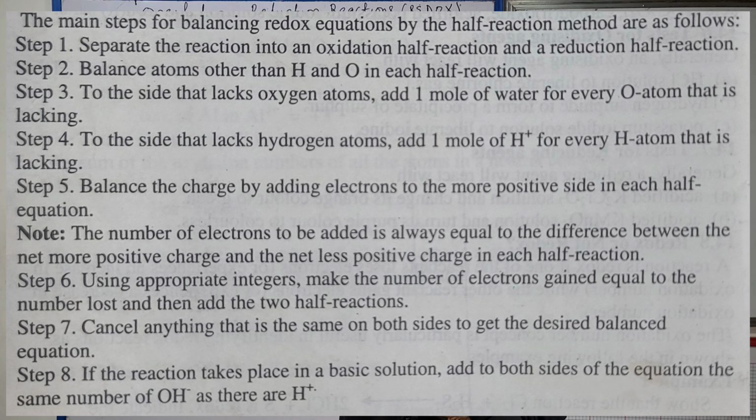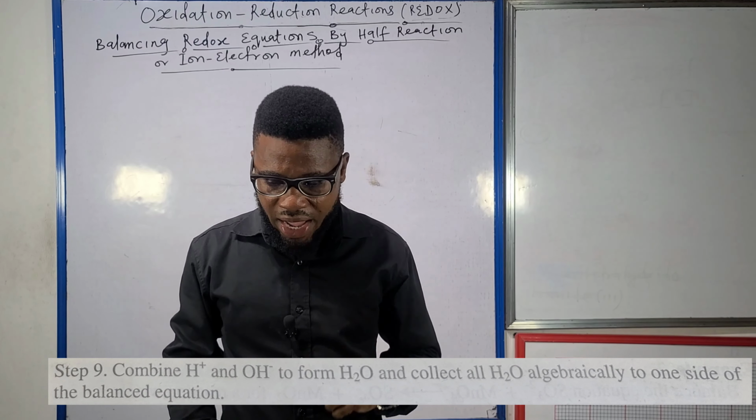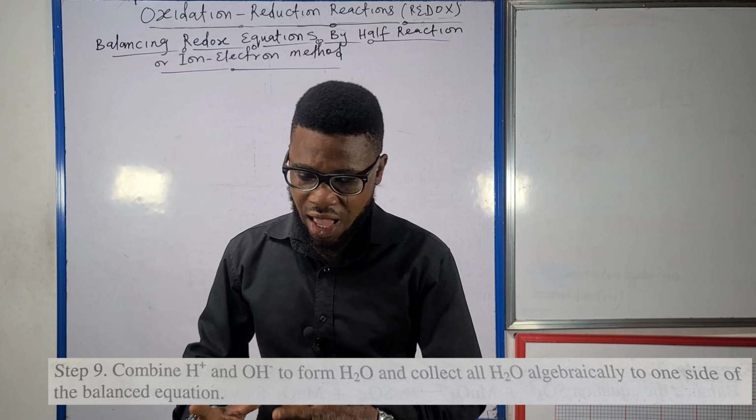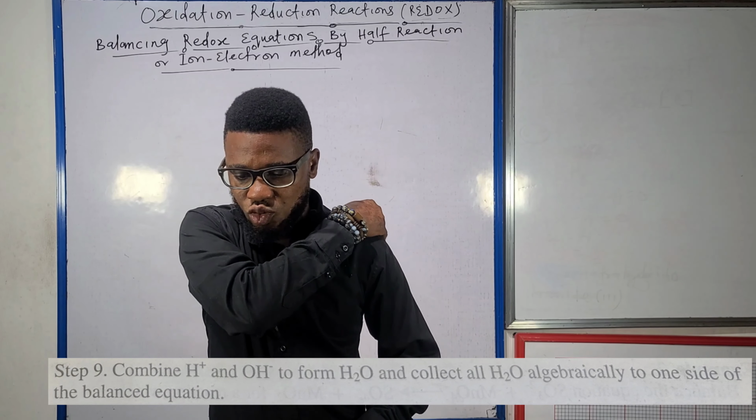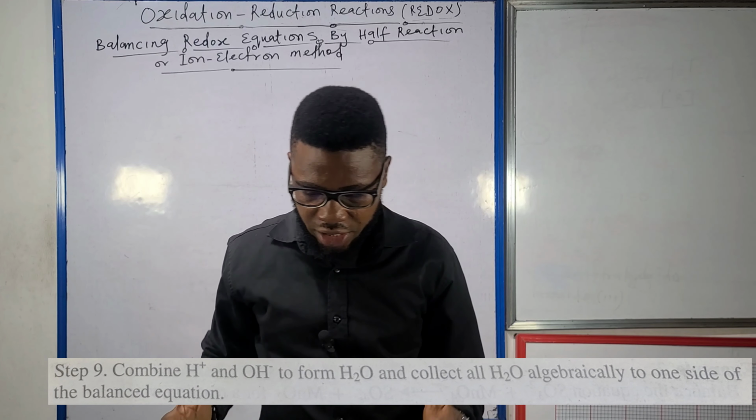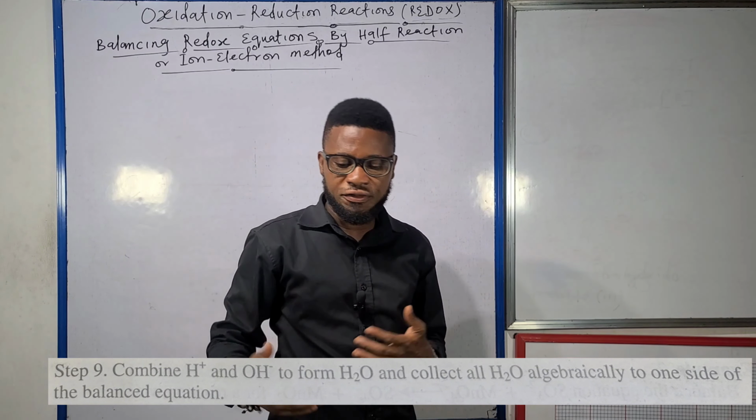That's if the reaction takes place in an alkaline medium, you add to both sides of the equation the same number of hydroxyl ions as there are hydrogen ions. And step 9 talks about combining hydrogen ion and hydroxyl ion to form water and collecting it to one side of the equation.